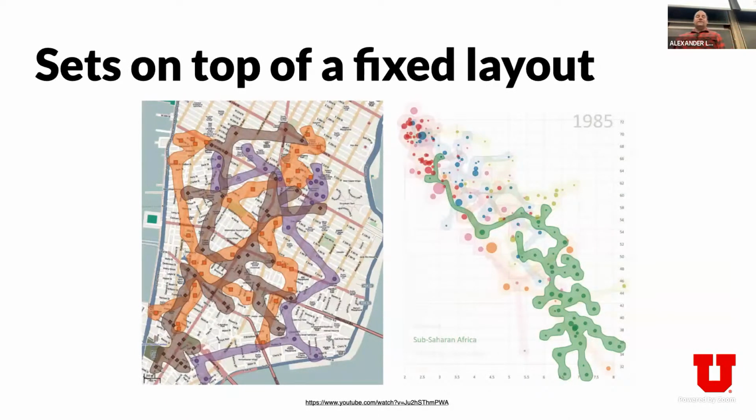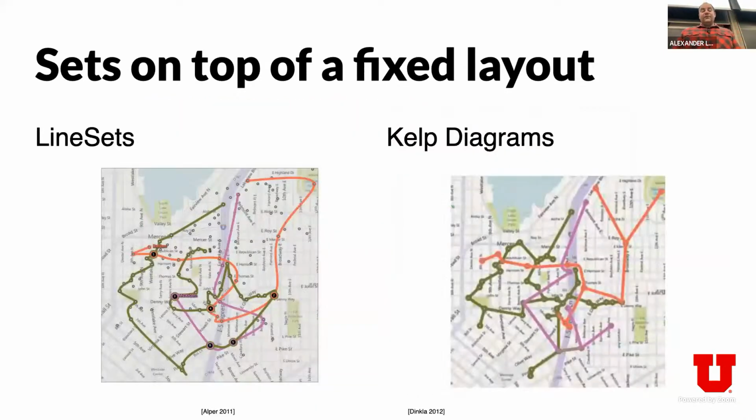You can also do these sets on top of a fixed layout, right? So here, this is the BubbleSets example. This is the African countries on some kind of public health data set. You can see that the African countries here are connected by a shape. And similarly here, there are pizza restaurants in New York City connected by a violet shape, for example. And you can also do this with lines or these branching lines, LineSets or KelpDiagrams.